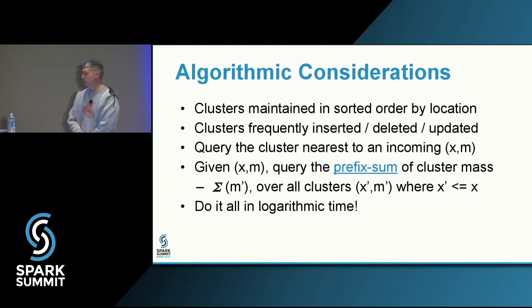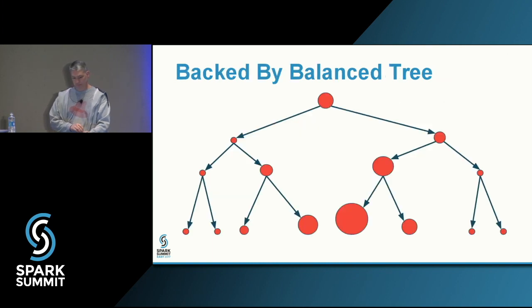So some algorithmic considerations. The clusters have to be maintained in sorted order. They are frequently inserted, deleted, or updated, and you have to always be able to query every incoming observation to the nearest cluster, and you also need to be able to query a prefix sum for these things because you're actually getting information about the cumulative distribution. And you really would like to do all this in sublinear time. So I chose to do this in my implementation by storing all these things in a balanced tree, like so. And fundamentally, they're stored in location order, spatial order.